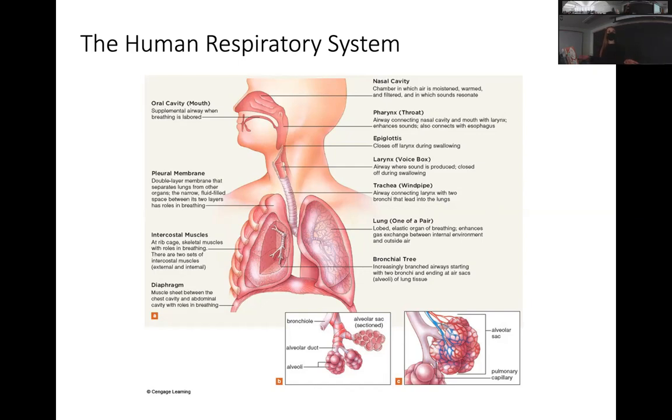And I'll show you a better picture of that here in a couple of slides, okay? The lungs have a double layer of membranes called a pleural membrane.